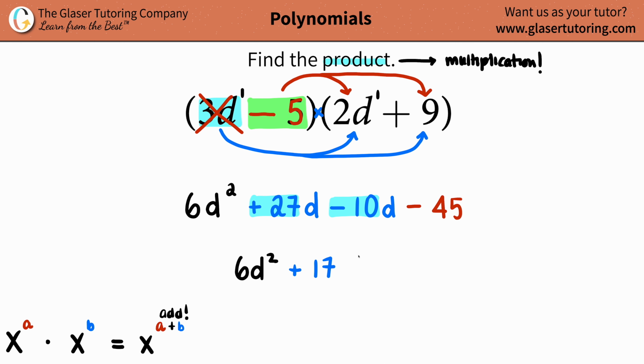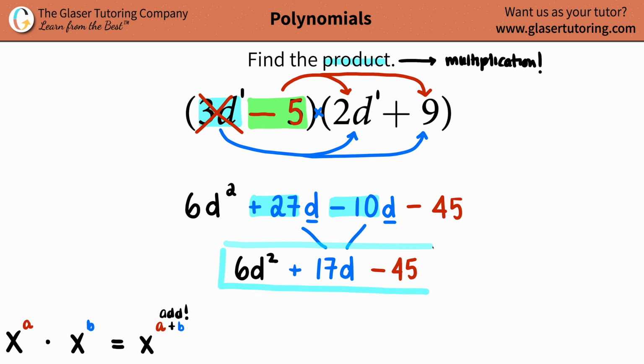And now, when you're adding or subtracting your variables, the variables just come along for the ride. This does not become a d squared. It stays whatever variable it was. So this would be 17d. And then we just keep going, minus 45. And now, if you got one of each color, they're not going to simplify with each other. So you're done. And this is your final answer. 6d squared plus 17d minus 45.